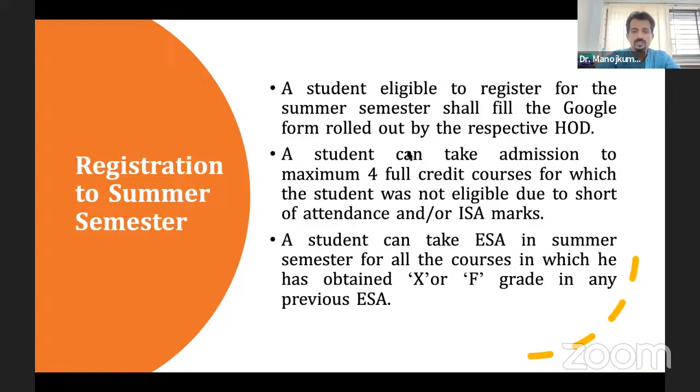Students who have suffered ineligibility against any course have to register, pay the fees, and then attend the classes, take internal assessment, then write the exam in these 2 months. Whereas students who have X grade or F grade can take the end semester examination only. They are not required to attend classes or take internal assessments.